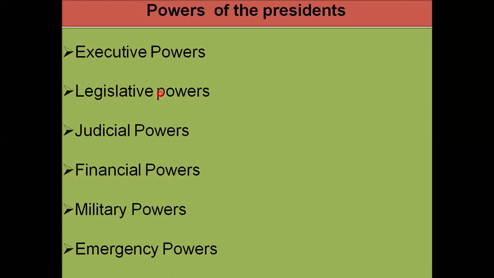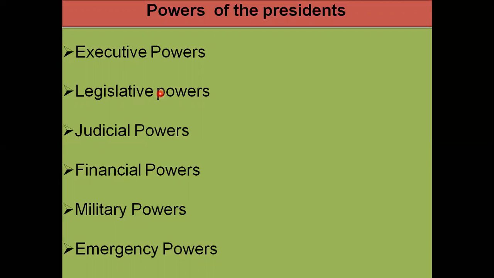In Rajya Sabha, 12 members are appointed by the President of India, and in Lok Sabha, 2 members of the Anglo-Indian community are appointed by the President of India. That is also one of the legislative powers. He acts on the recommendation of the Prime Minister and his Council of Ministers. These are the main important legislative powers.